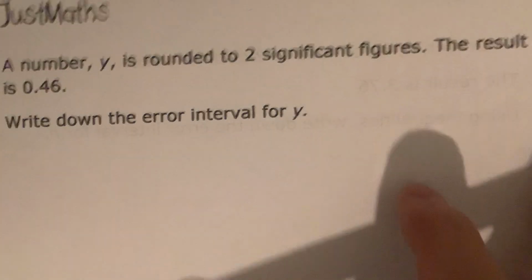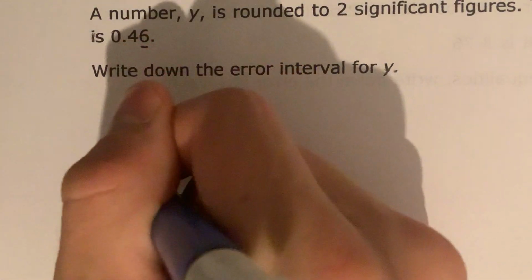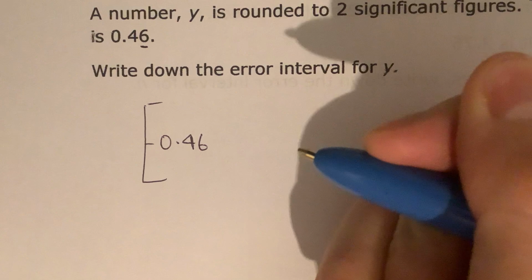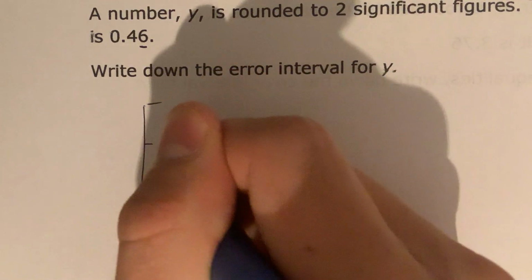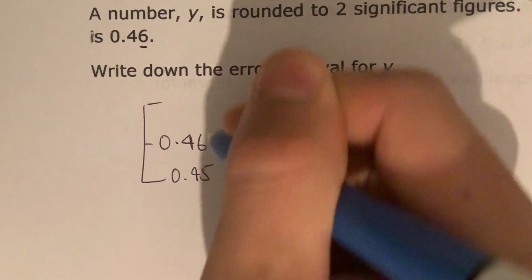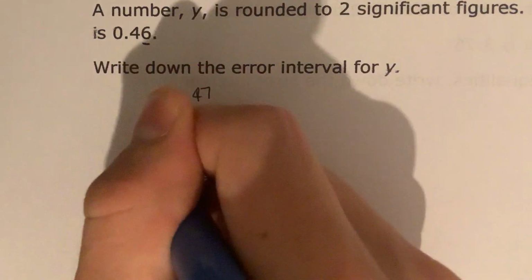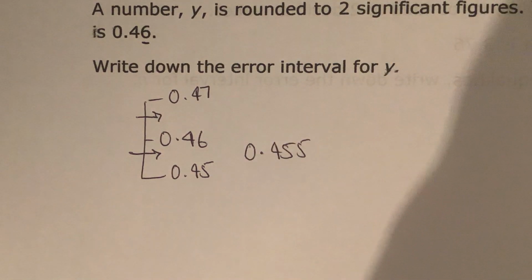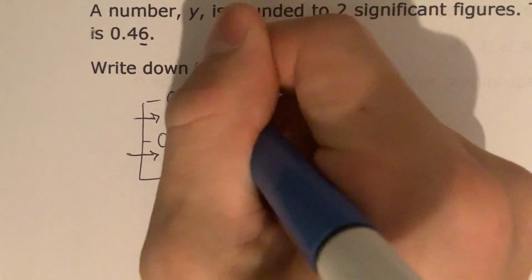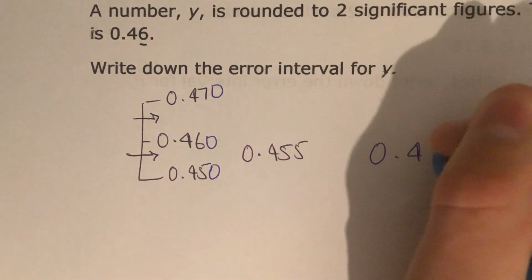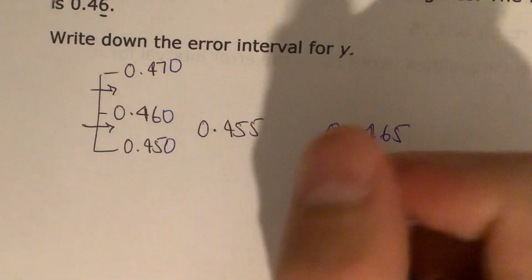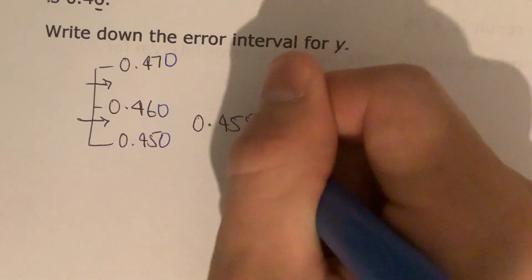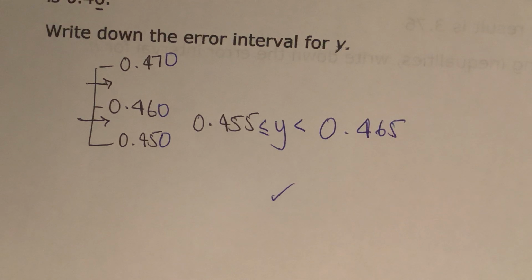Okay, the number y is rounded to 2 significant figures. The result is 0.46. So the second significant figure is here in the hundredths column. So if I write that down, 0.46, hundredths column, so take 1 off this column and I'd have 0.45. Add 1 on, 0.47. So my lower bound would be 0.455, and I can add those zeros on to show where that comes from. My upper bound, 0.465. I get a mark for both of those. Your other mark is for having the inequality symbols the right way round.